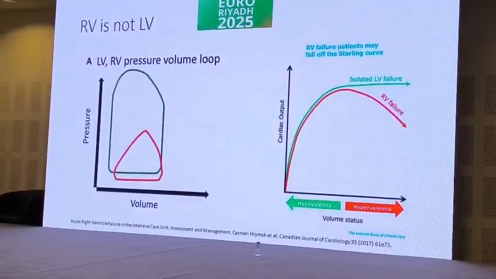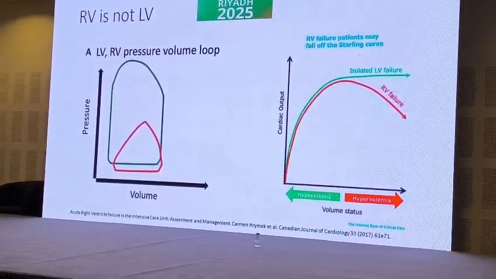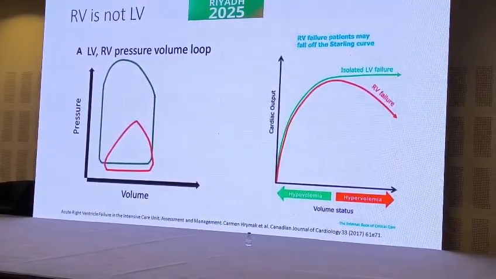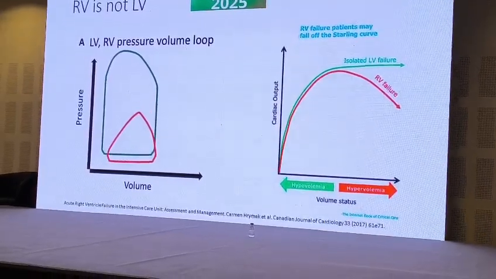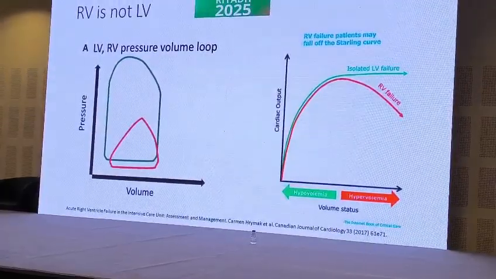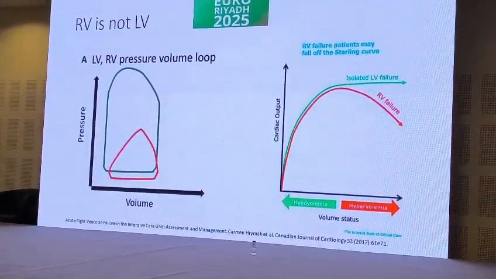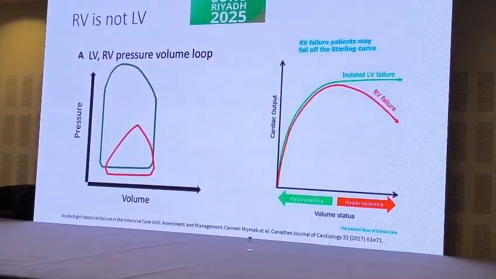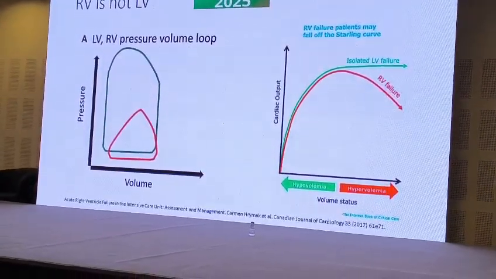So it's very important to remember that RV is not LV, so the pressure volume loop is different. RV does not have isovolumetric relaxation or contraction. Okay, it's a triangular shape. The Frank-Starling curve, more importantly, is very different. The RV, if you fill it so much, the stroke volume starts to fail, right?